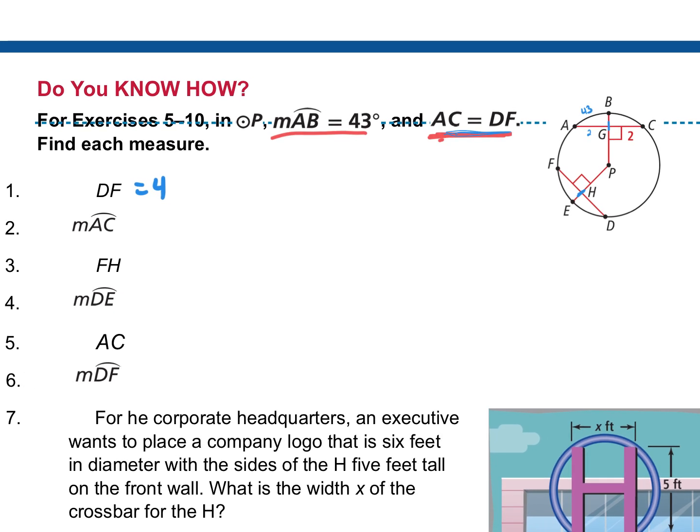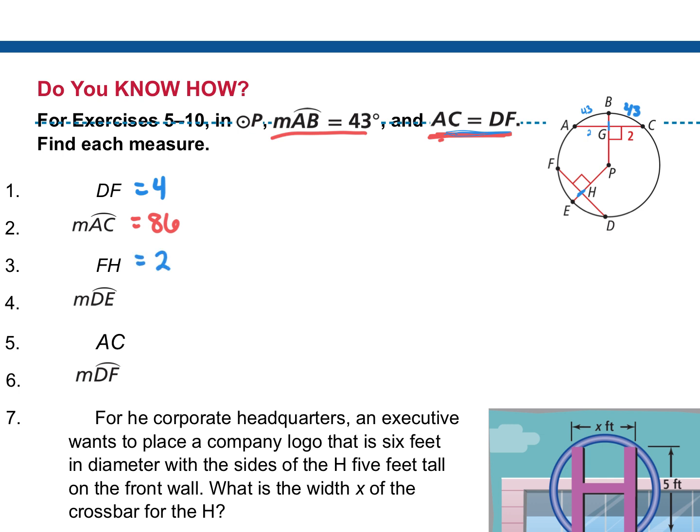All right. Number 6, it wants to know arc AC. So from here to here. 86. Why? Yes, this is also 43. So if I add those together, I get 86. Good. FH, we've kind of already talked about it. What's the length of half of DF? 2. Yep.